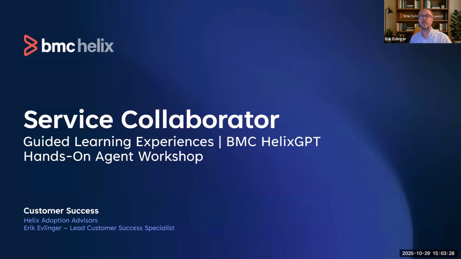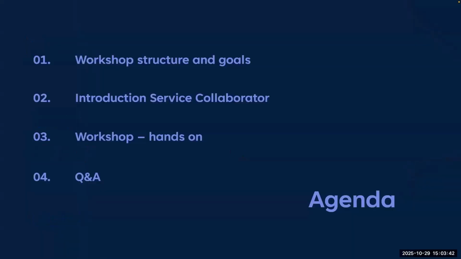We have a lot of things to cover today, so I'm just going to dive in and quickly review the agenda before we move on. Before I do that, I'm going to turn my camera off to save some bandwidth. We will begin looking at the structure of the workshop and talk a little bit about what we can expect from today's session. Then we'll proceed with an introduction of Service Collaborator and also talk about the steps in the hands-on workshop. We will then click our way through the actual workshop, and then we'll wrap up with a short demo and a Q&A session.